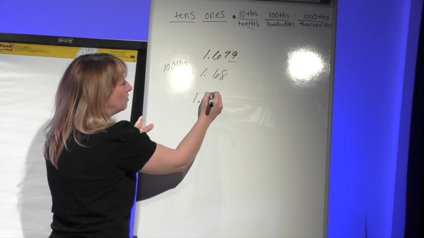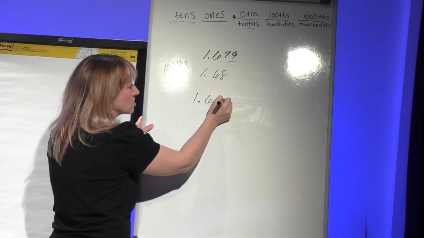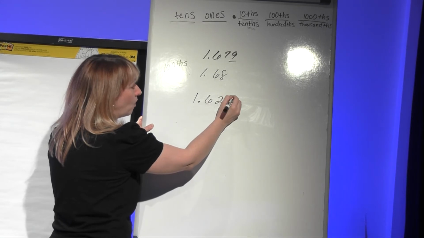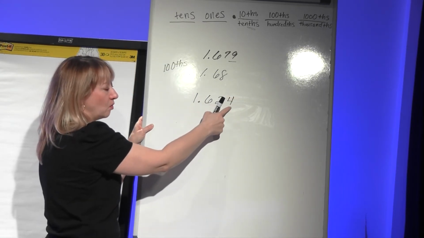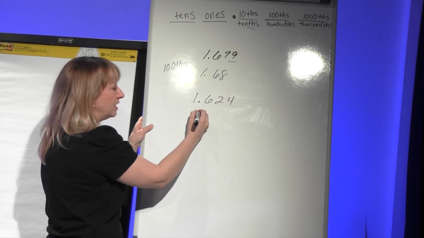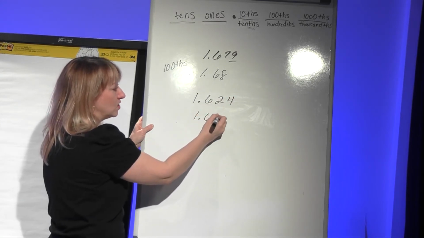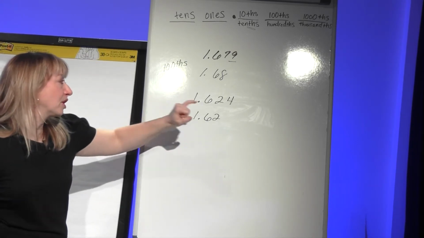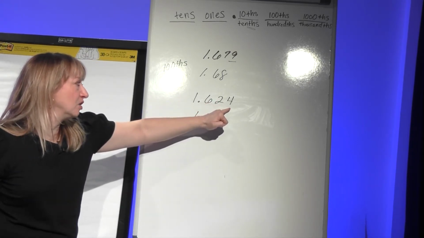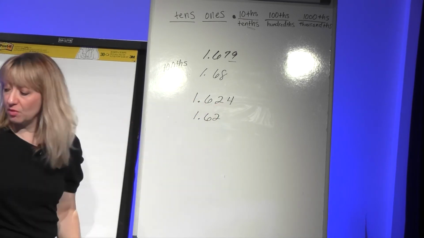If I have 1.624, so I have 6 tenths, 2 hundredths, 4 thousandths. This is a 4 here. That would just stay 1.62. So again, whatever you're rounding to, look at the number after it. That determines if this stays the same or goes up.